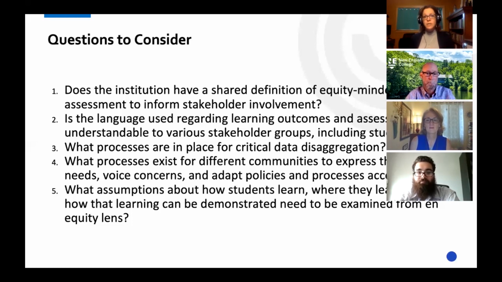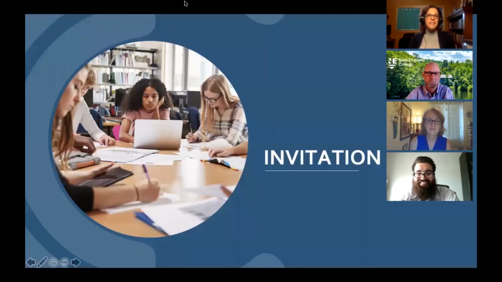And lastly, what assumptions do we have at play? What are those assumptions in our structures about how our students learn, where they learn, how they can or cannot demonstrate that learning? And thinking about really examining that from an equity lens would be crucial. So hopefully those can give you a few. I would not tackle all of these at once. Pick one and think about it, or ask with a friend, but it at least gives a starting place in that regard. So I'd like to turn to Gavin to lead us in some reflections and invitations.